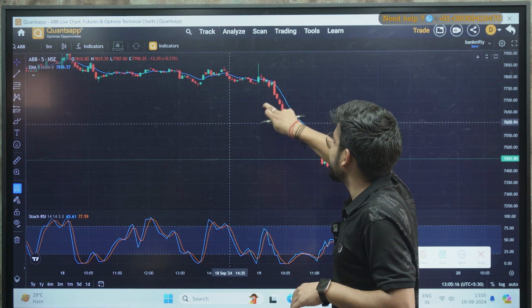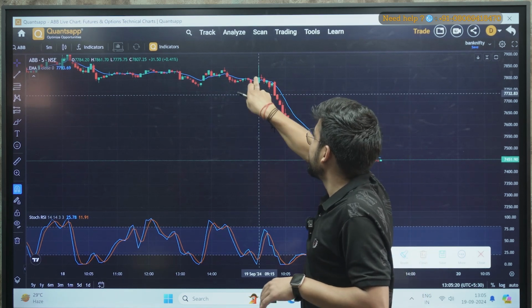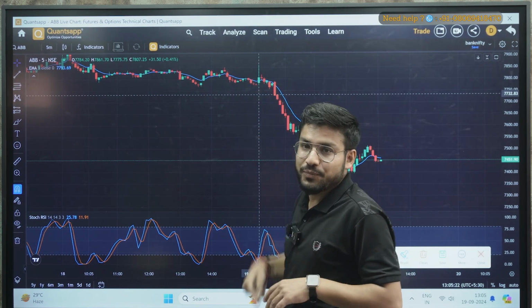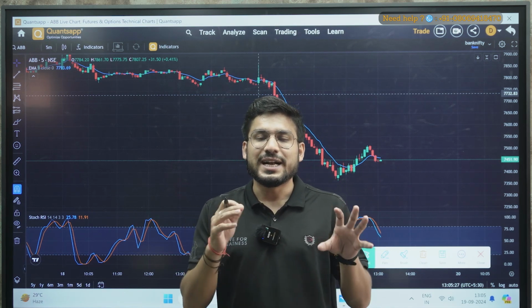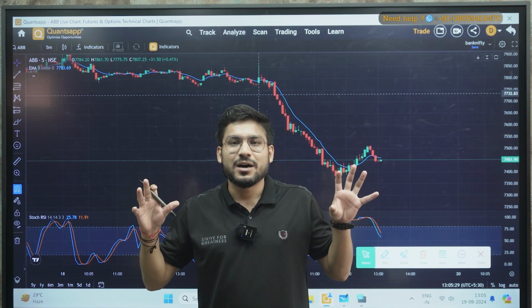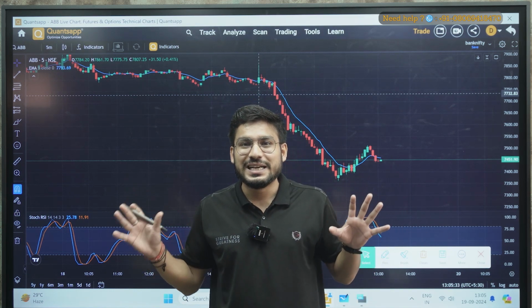Now this candle is the candle for the next day, so you don't have to look at that. Your movement was intact till here. So guys, that was it for today's video. That is how you can analyze in which market you have to initiate your trade. This is the indicator that you can use.